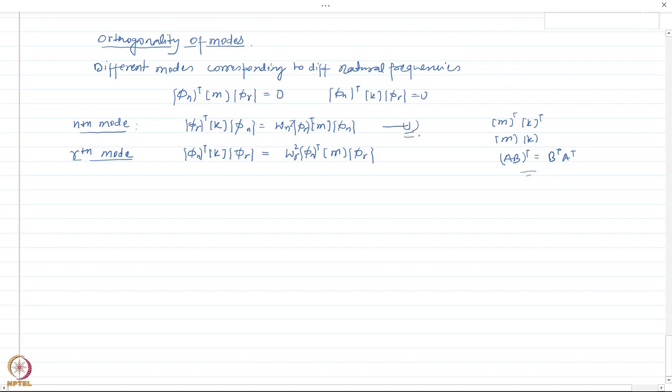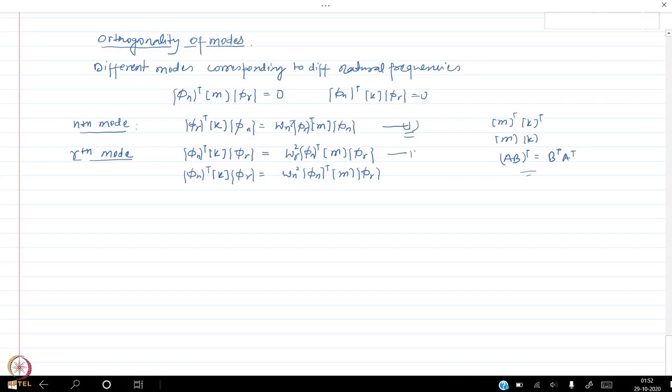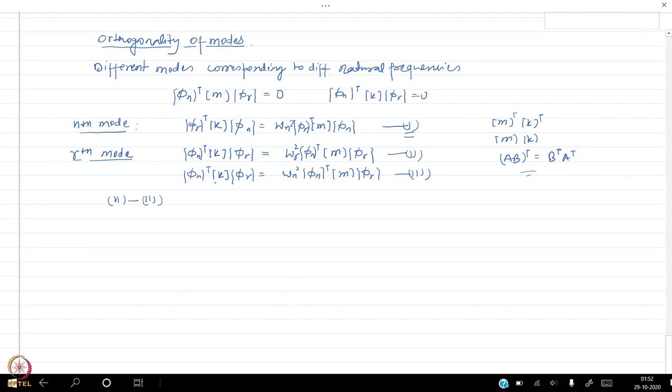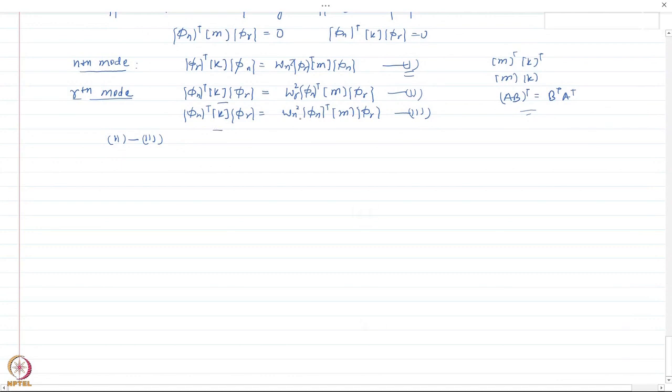So if I take the transpose of equation one, I would get phi n transpose times K times phi r is equal to omega n square times phi n transpose times M times phi r. Let us say this is equation 2 and this is equation 3. Now if I take equation 2 minus equation 3, these two quantities are the same, and this can be written as omega r square minus omega n square times phi n transpose times M times phi r, and this is equal to zero.